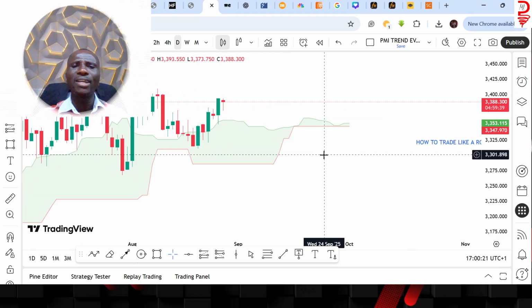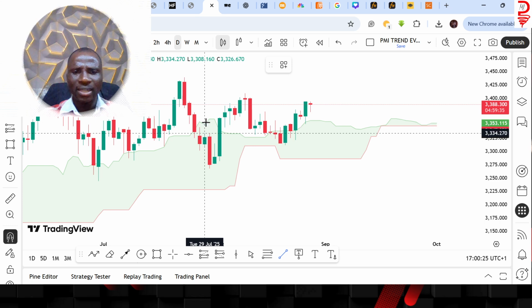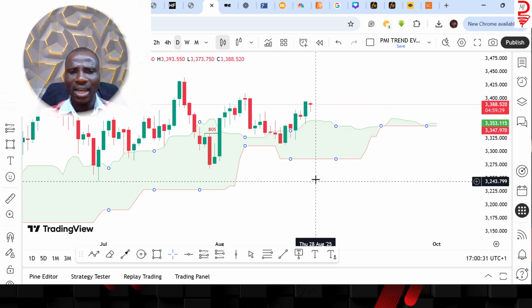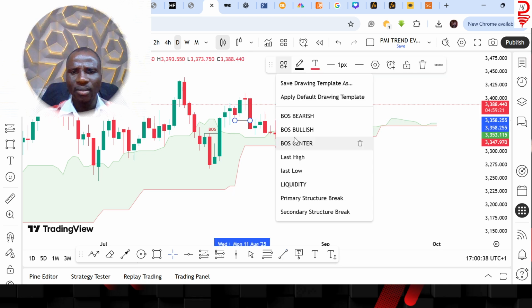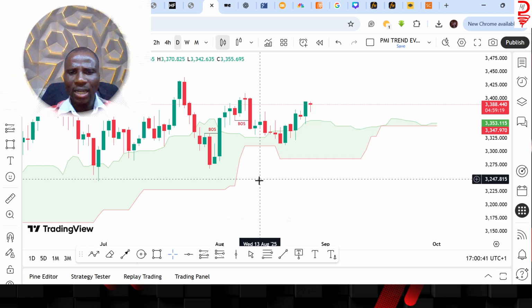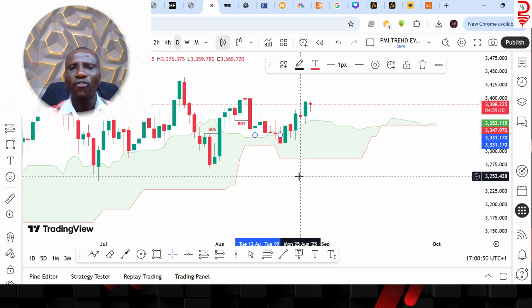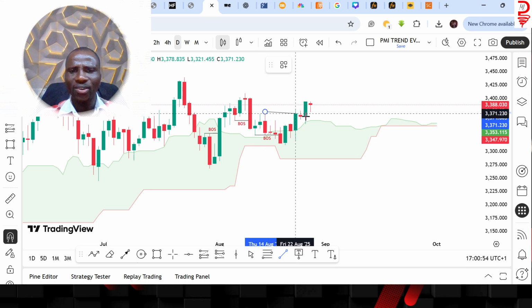So you come here, you will ensure, if you begin to draw, let's draw from here. There was a break of structure here, break of structure bullish. You can see that there was a break of structure bearish here. You see this? There was a break of structure bearish here too. I want you to follow me. This is how you do it for daily. And I saw another break of structure bullish here.